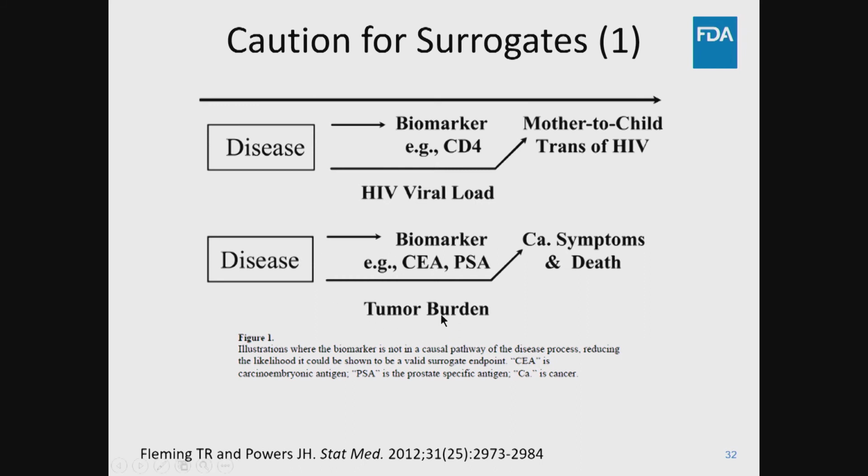The example at the bottom of the slide is fairly similar. Tumor burden is causative of cancer symptoms and death. But there are many biomarkers that are going to be associated with tumor burden, such as CEA or PSA. So if we were to have a drug that were to affect those biomarkers, CEA or PSA, without actually impacting the tumor burden of the patient, it's not going to go on to change the cancer symptoms or likelihood of death in those patients. So if it's correlated with the true biomarker, or if it's correlated with the clinical outcome, but it's not in the causative pathway, it could lead to it not being a good surrogate.